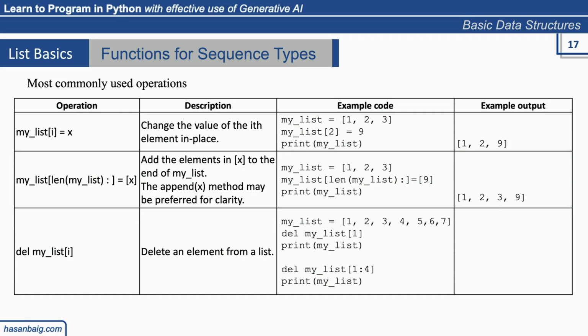1, 3, 4, 5, 6, and 7. Okay, 2 will be removed. And when you perform the second operation on the updated list, what do you think will be an output?